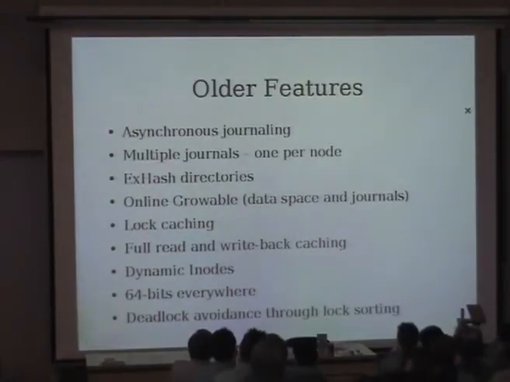So I have just this big list of features that I'll kind of breeze through. Asynchronous journaling, which is the journaling part as well. We have that. Multiple journals I talked about. You have hashed directories, which means basically the directories are hashed. You can have a directory that has many entries and find any one very quickly. You can add space and journals as you go. There's log caching and read and write caching.